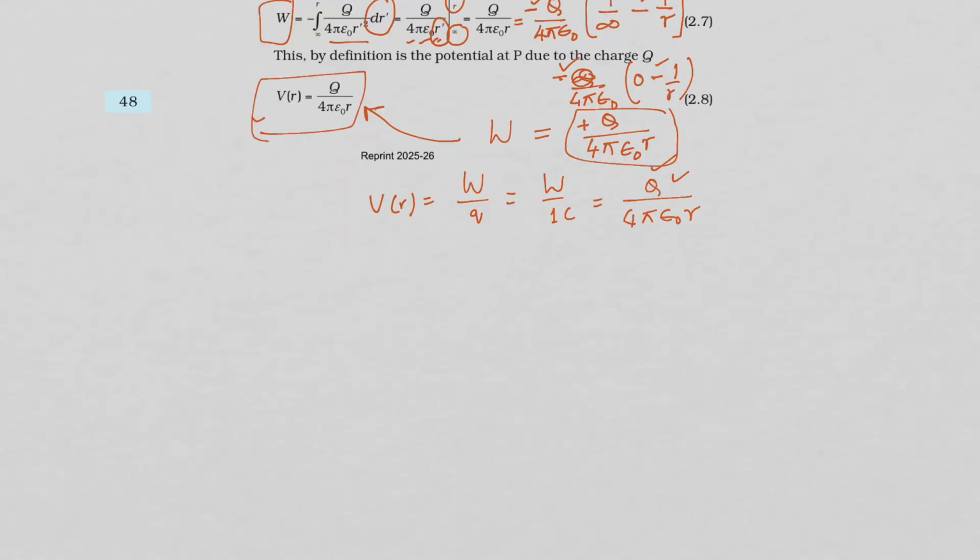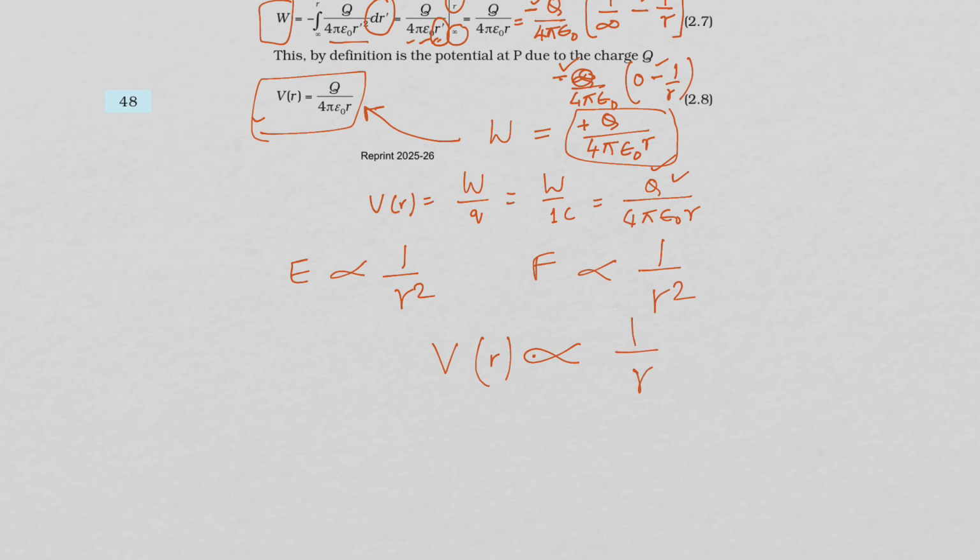I hope you understood the concept. Just keep in mind that your electric field is inversely proportional to 1 by r square. Force is also inversely proportional to 1 by r square for a point charge. But our potential is inversely proportional to 1 by r, just 1 by r.